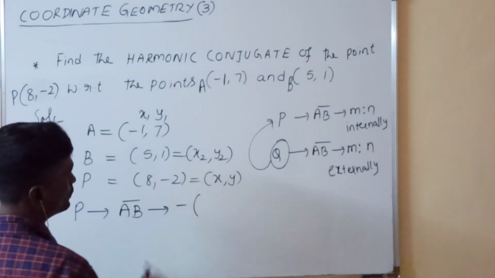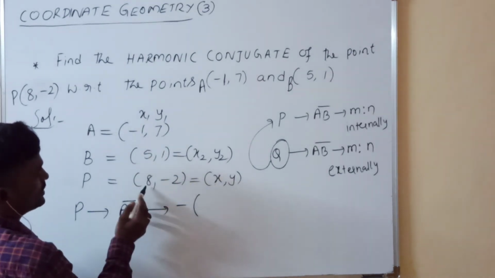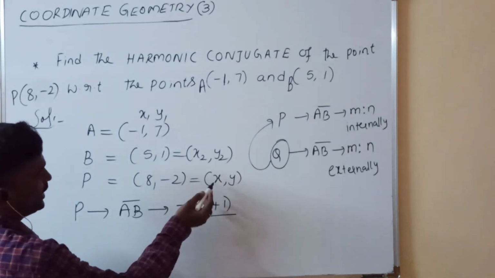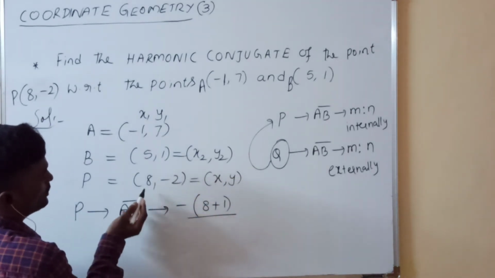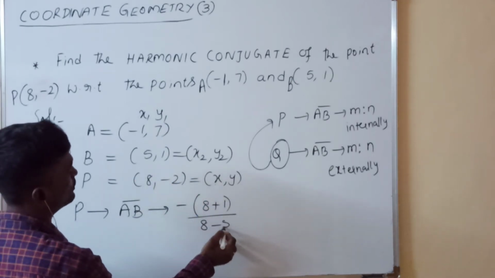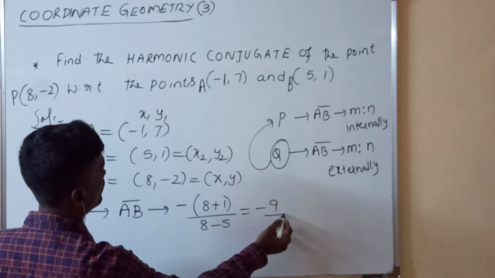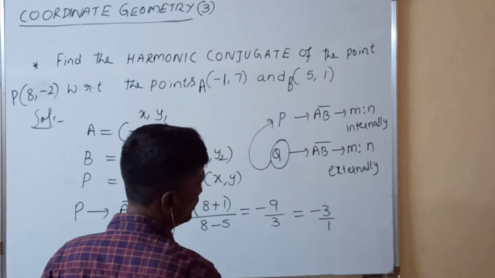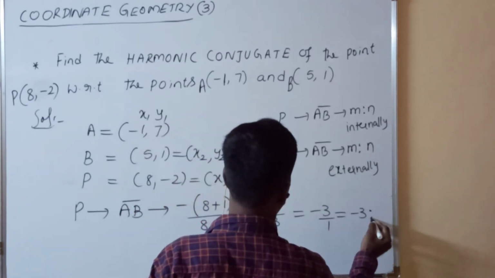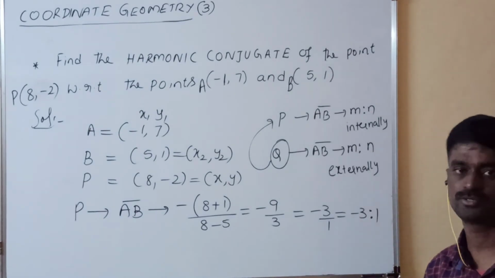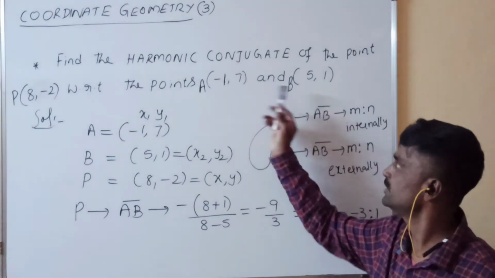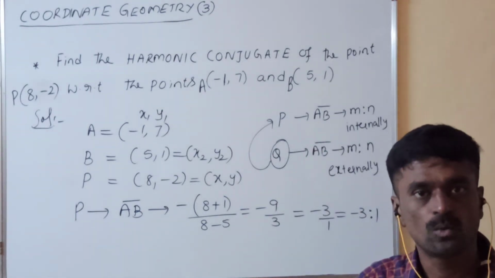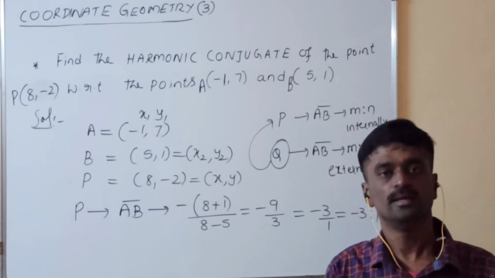What is the formula? x minus x1, that is 8 minus of minus 1, that is 8 plus 1, divided by x minus x2, that is 8 minus 5. So what you are getting? Minus 9 divided by 3, so that is minus 3 by 1. Which can also be written as minus 3 is to 1, or 3 is to 1 externally. So P divides AB segment in the ratio 3 is to 1 externally. Then its harmonic conjugate point must divide in the same ratio 3 is to 1 but internally.